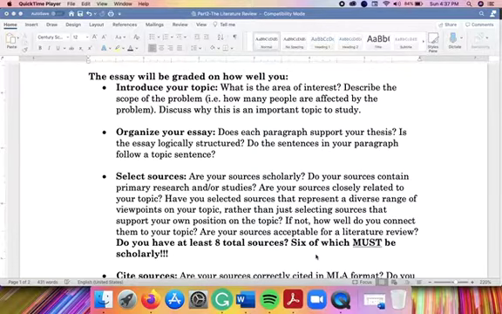Are your sources scholarly? The source bit. Do your sources contain primary research and or studies? Are the sources closely related to your topic? Have you selected sources that represent a diverse range of viewpoints on your topic? Not just picking only the ones that agree with you. You're picking all of them. You're not just trying to support your argument. You're looking at the whole topic to actually see what can be done.